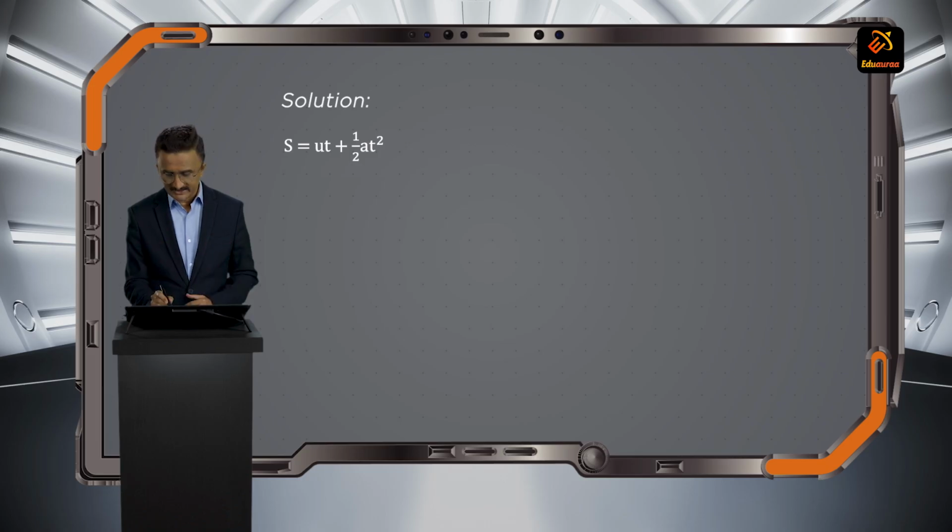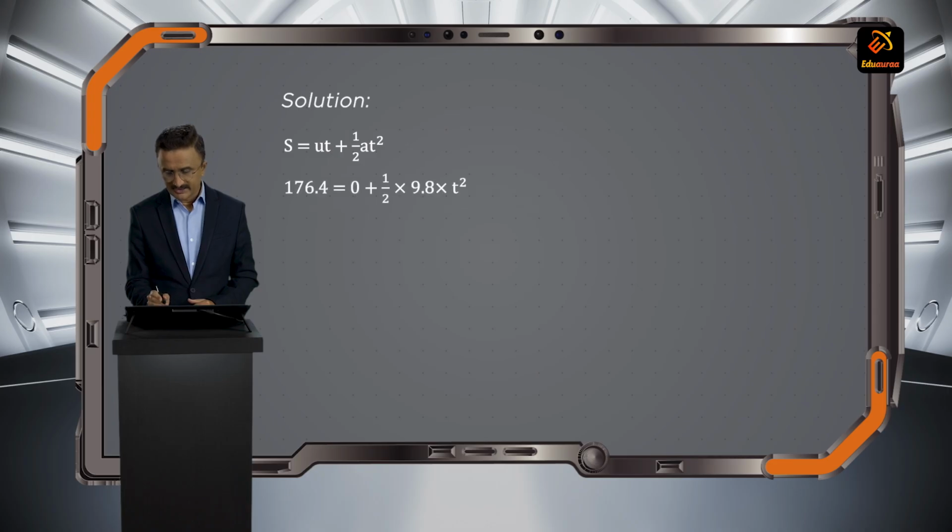What is the formula? S is equal to ut plus half at square. So S is equal to ut plus half at square. Now S is given.